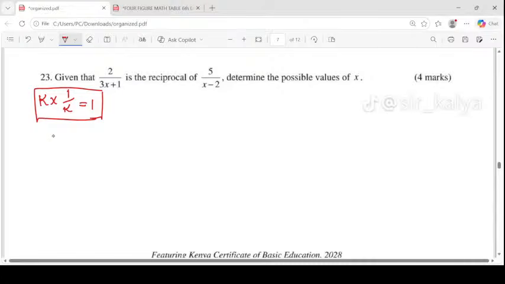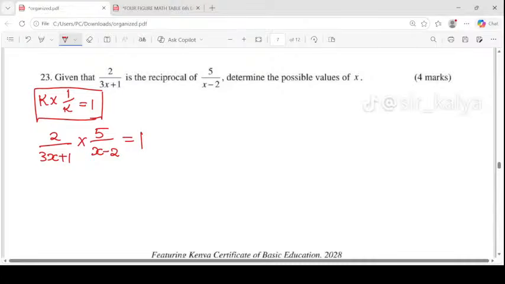When I take the number, which is now 2 all over 3x plus 1, and I multiply it with 5 all over x minus 2, the answer should always be equivalent to 1.